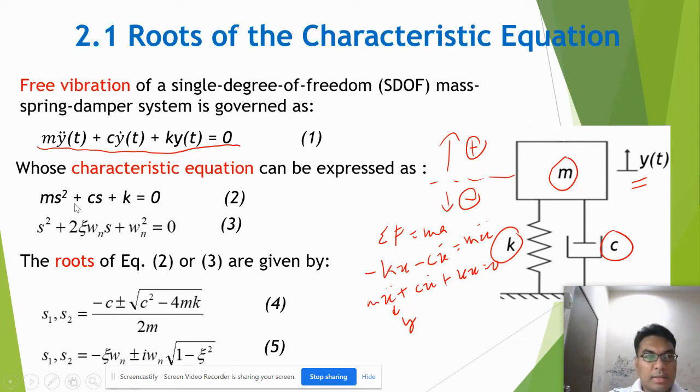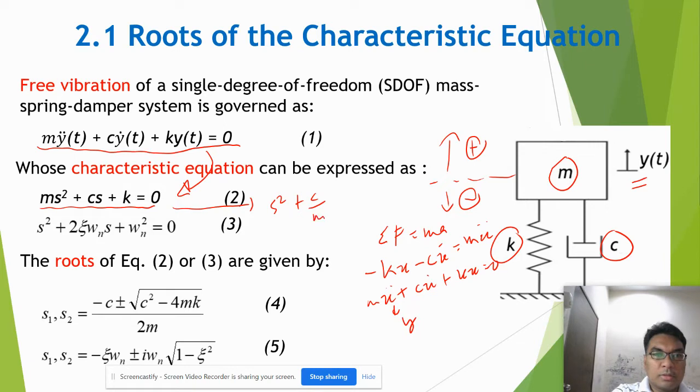From this you can transform it to the characteristic equation using the Laplace transform, so that it is in the S domain. When you divide by M, you get the equation s squared plus (C over M) s plus K over M equal to 0. The C over M term is represented by this.